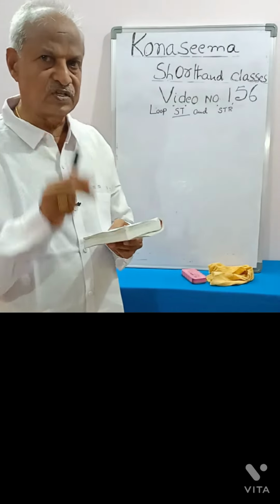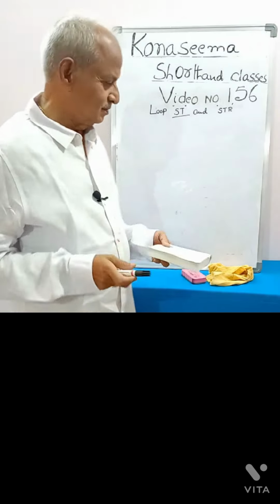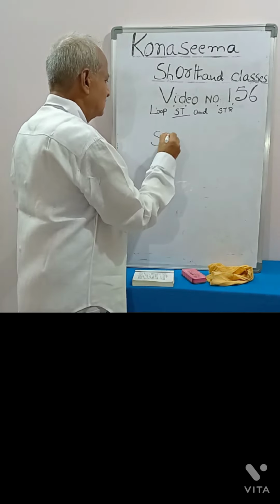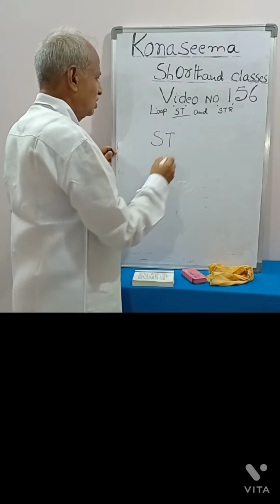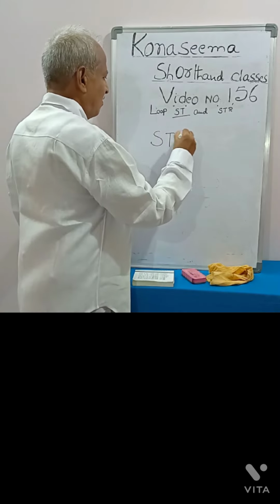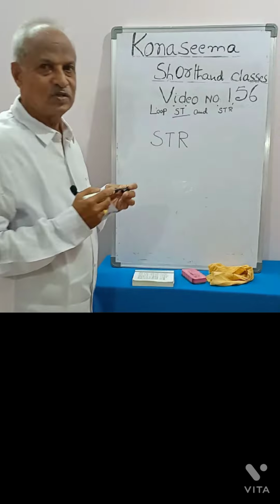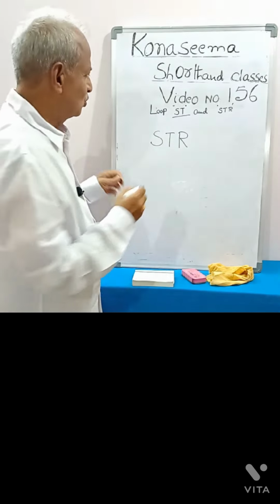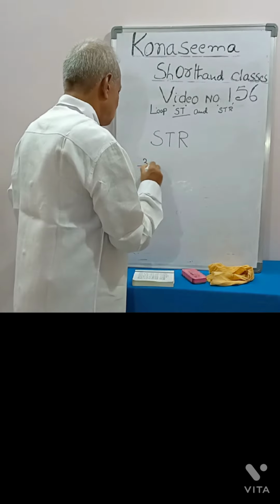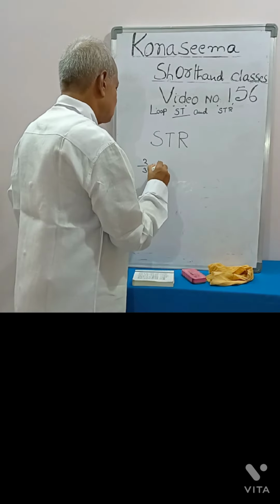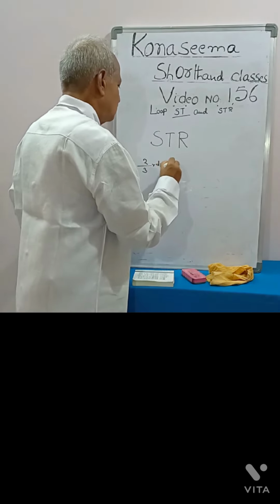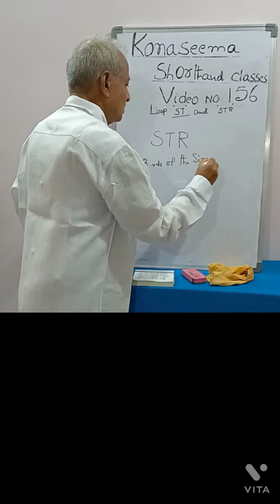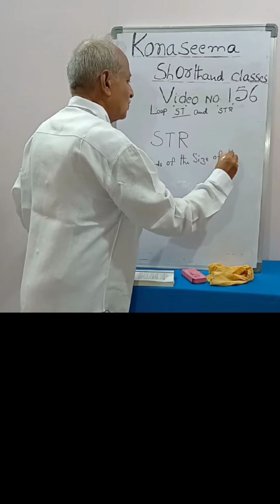Para number 57, stir loop. Till now we learned about the S T combination. Now R extra will come. Stir. How is it to be written? Two-thirds of the size of the stroke.